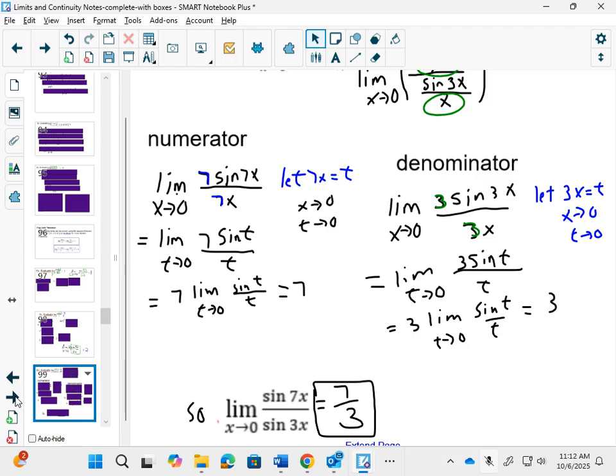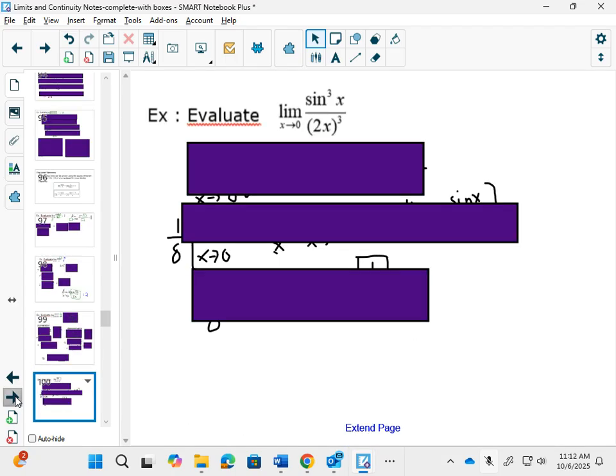Okay. Next one, be creative. Ooh. We've got a cubed here.